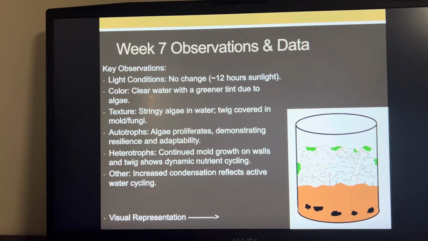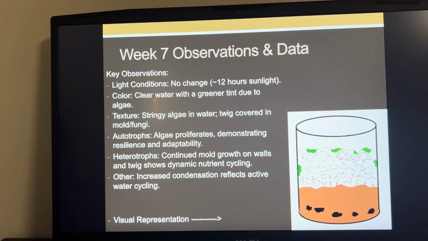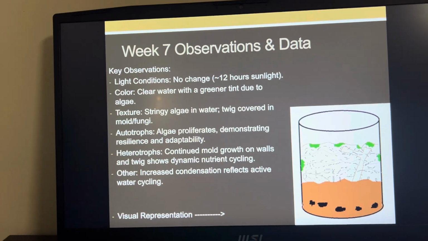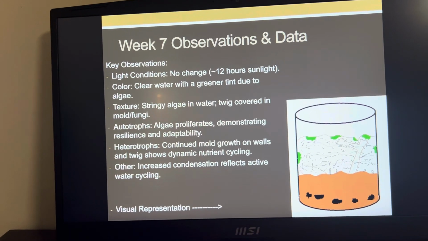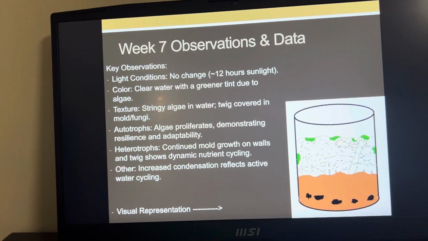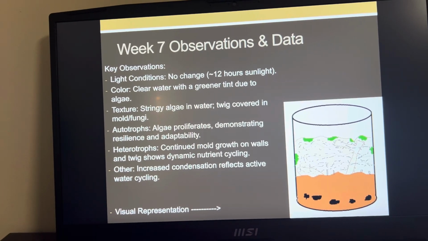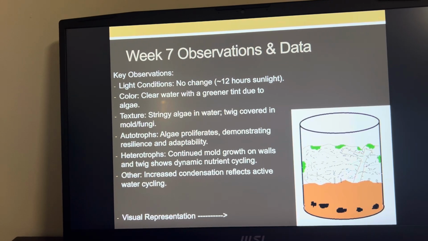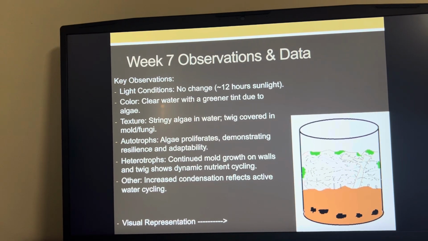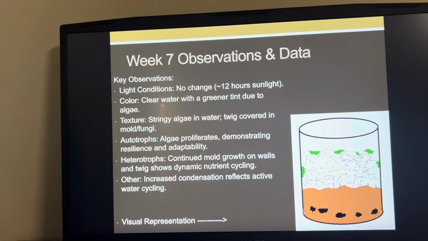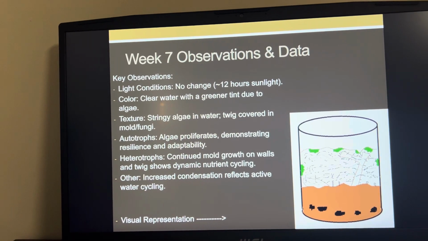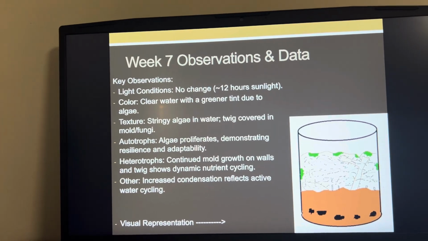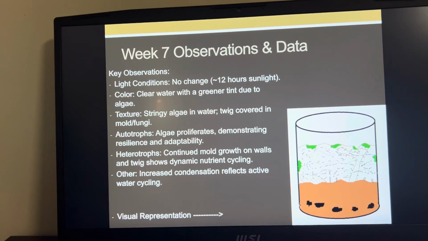By week 7, the microcosm had evolved significantly. Stringy algae floated freely throughout the water, while mold fully covered the twigs within the ecosystem. These changes reflected the resilience of autotrophs such as algae, which adapted and thrived under the available light and nutrients. Simultaneously, the mold illustrated the pivotal role of heterotrophs in decomposition, ensuring the nutrients continued to cycle within the system. These observations confirmed the intricate balance between growth, decay, and nutrient cycling, which are fundamental processes in any ecosystem.